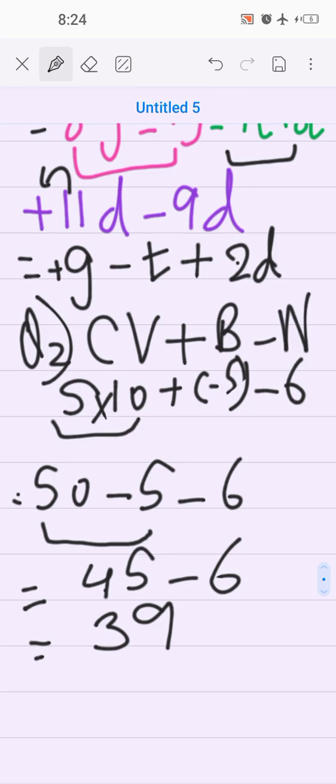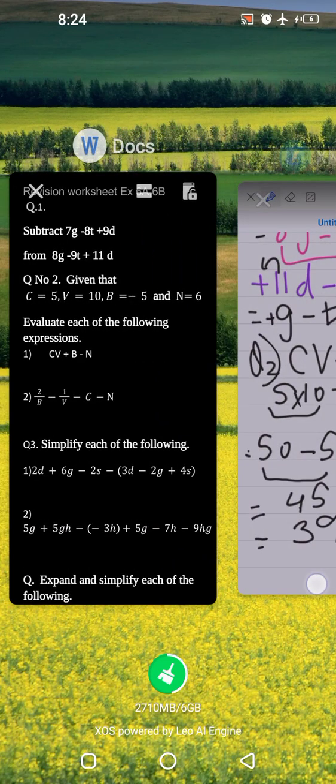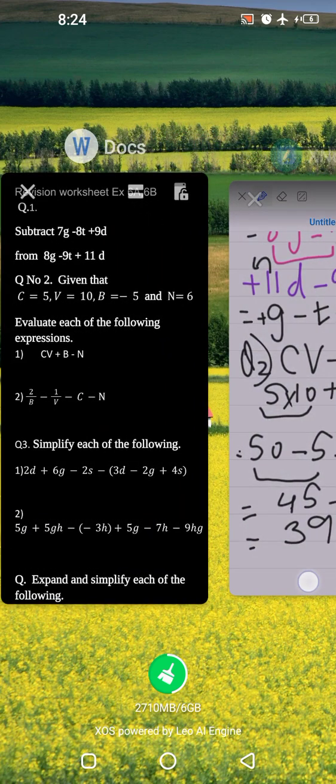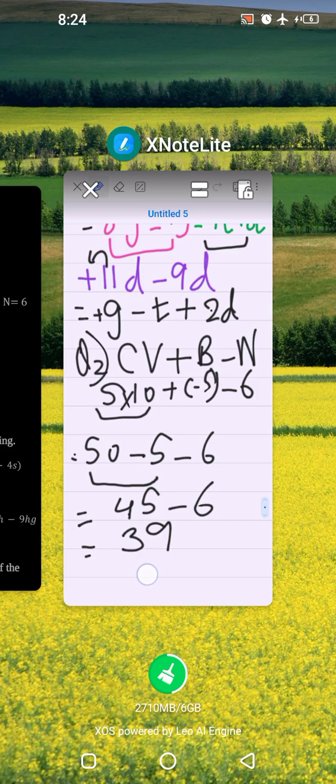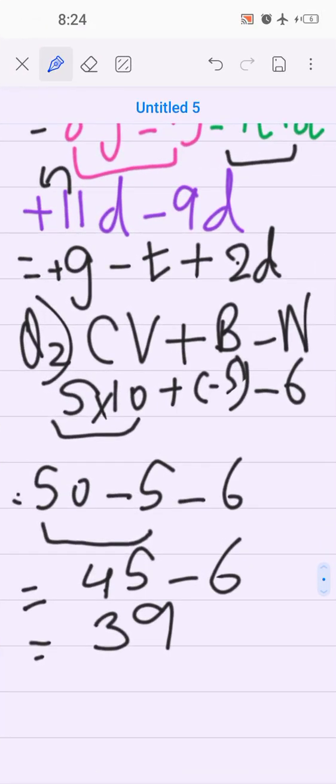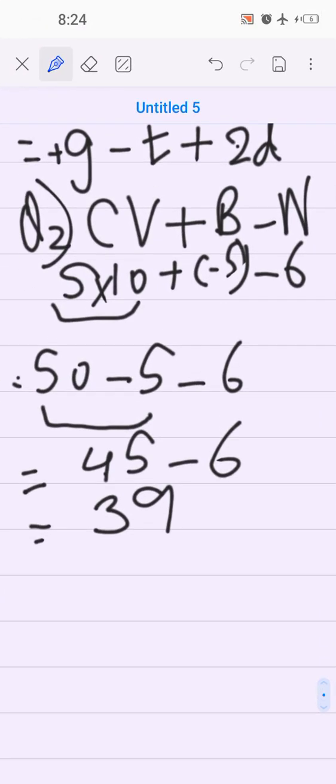All right, I'm going to check it again now. I'm done with my work. What to do next? I'm going to check my question again. CV plus b minus n. C was 5, V was 10. 5 tens are 50. Plus negative 5 and minus 6. So I've got 50 minus 5, 45. Minus 6 gives me 39. All right, that's how I'm checking. But when I'm doing questions, I'm doing them very, very slowly.